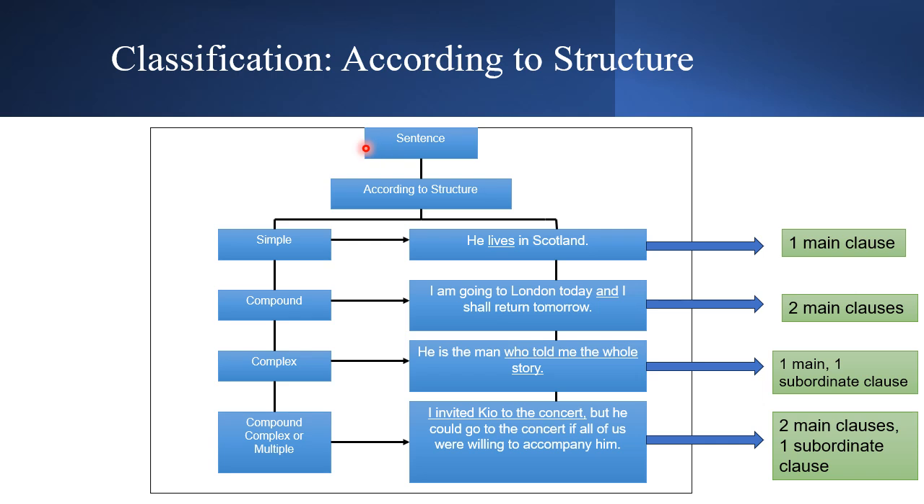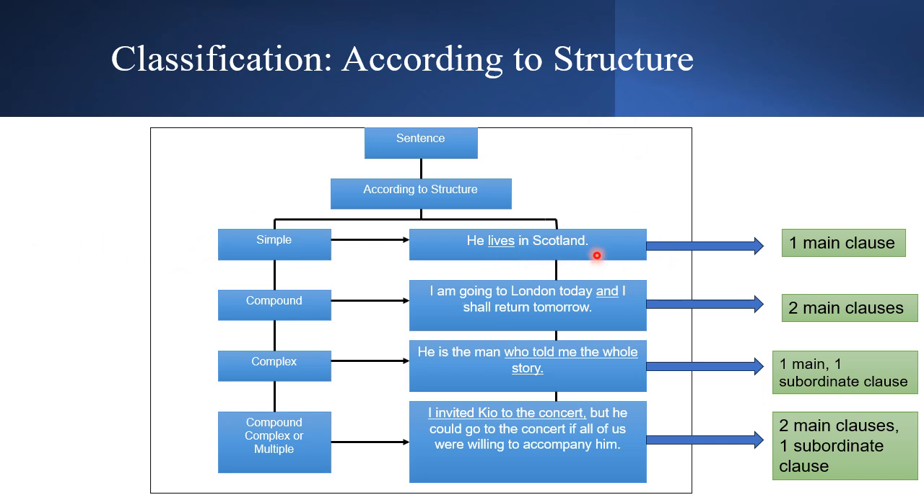Now once again, we have the sentence at the top of this hierarchy, and according to the structure we have simple sentence, we have compound sentence, we have complex sentence, and we have compound complex sentences. Okay, this is not a new category, the last one. This is basically the mix of these two. So technically speaking, we have simple, compound, and complex sentences. Okay, so now what is a simple sentence?